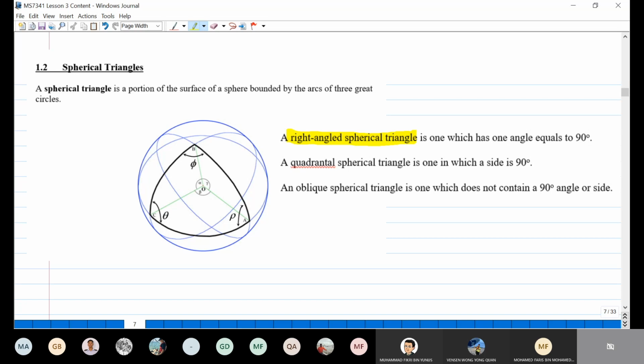There's another one, the quadrantal spherical triangle, which is one where a side is 90 degrees. Later on I'll explain to you if I have time. But what you need to do is actually the right angle spherical triangle and the oblique spherical triangle later on.